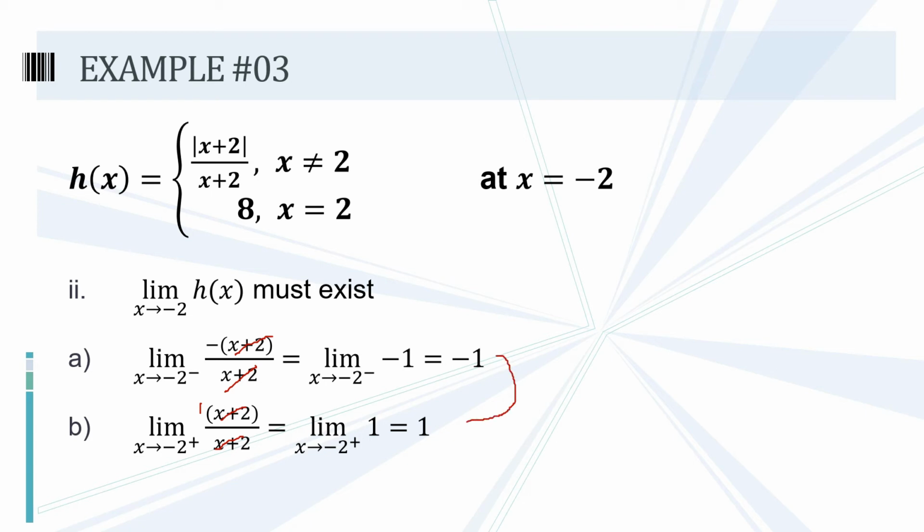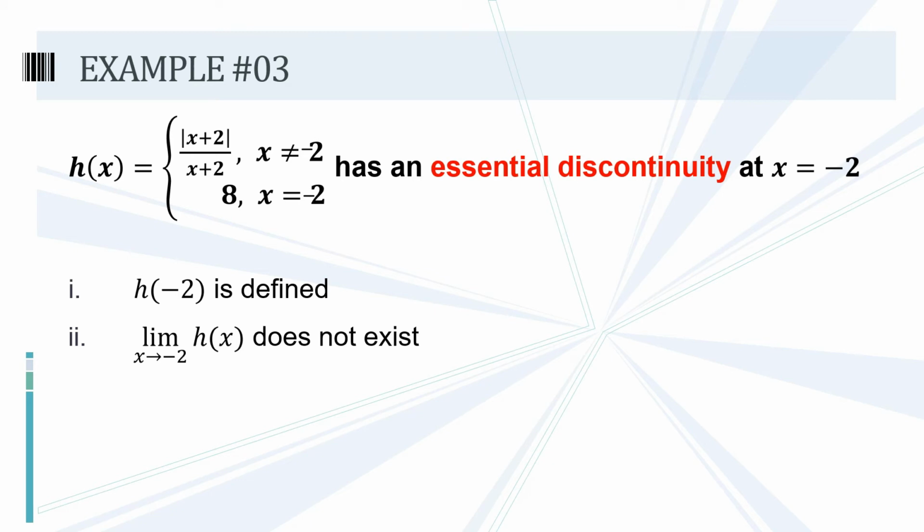Observe that the two limits are not equal. This means that the limit of h of x as x approaches negative 2 does not exist. So since defined yung kanyang h of negative 2 pero yung limit niya does not exist, then our conclusion is h of x has an essential discontinuity at x equals negative 2.